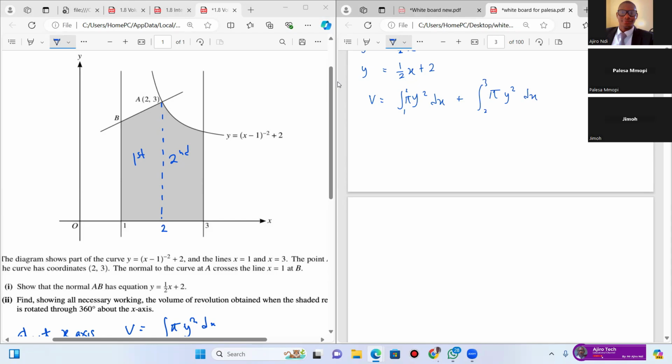So what is the function here? This function here is half x plus 2. So V equals the integral from 1 to 2 of pi times (half x plus 2) squared dx. For the other one, the integral from 2 to 3 of pi, where y in this case is (x minus 1) to the power of minus 2, plus 2, then I will square it, dx.